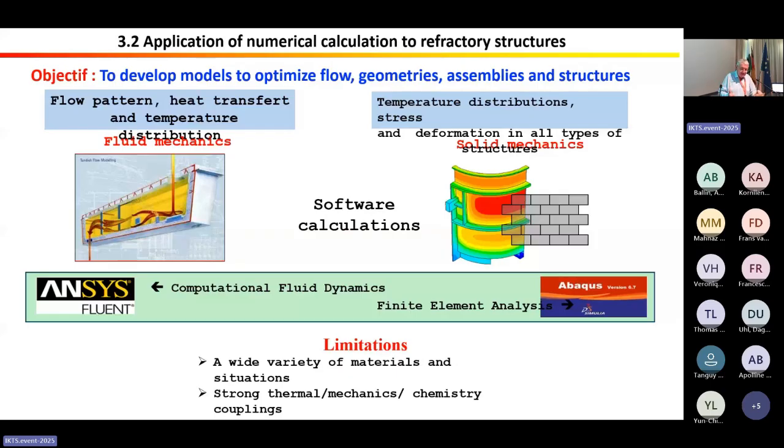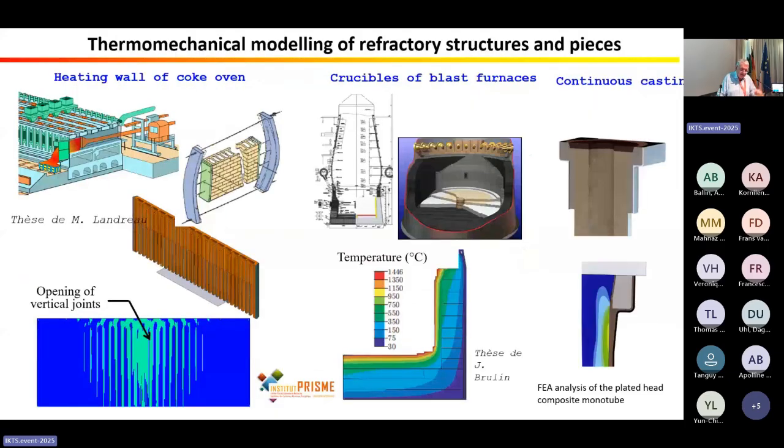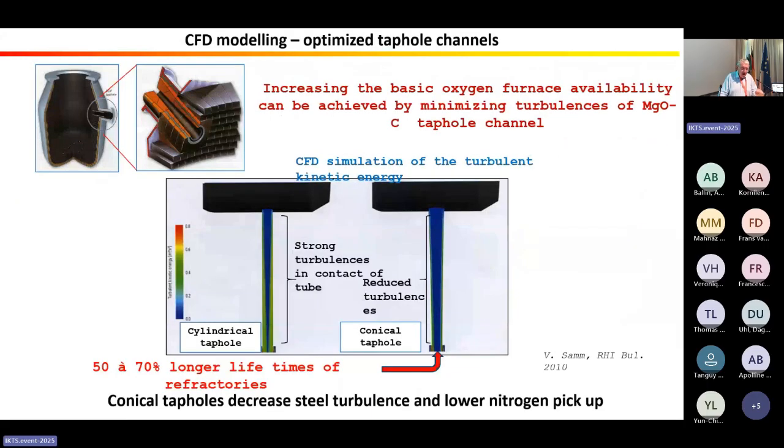First, the wide variety of materials and situations, and a strong thermal, mechanical, chemistry coupling. Just look at some examples. Here we have a thermomechanical modeling of refractory structures and pieces: heating wall of coke oven, crucible for blast furnace to optimize the geometry of the carbon block, and here the continuous casting to optimize the shape of the refractory lining.